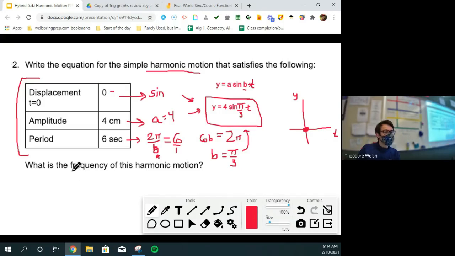Next says, what is the frequency of this harmonic motion? So frequency, remember, is the reciprocal of period. So if we know our period, we can find our frequency. Our period in this case is 6, so our frequency would be 1 over 6.